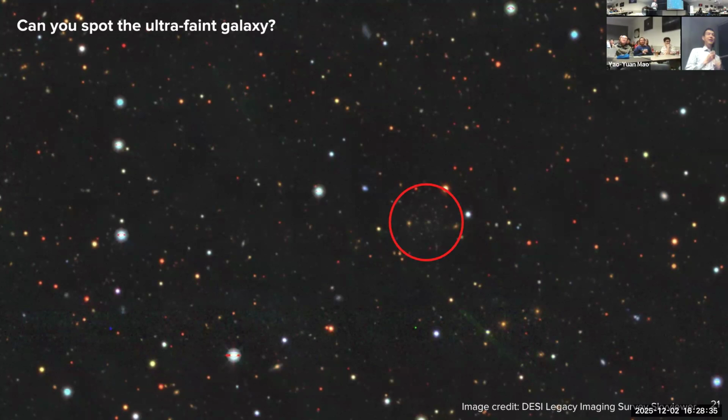Did you find it? Great. So this is the difference when you give a talk in an astronomy department versus when you give a talk in a physics department.